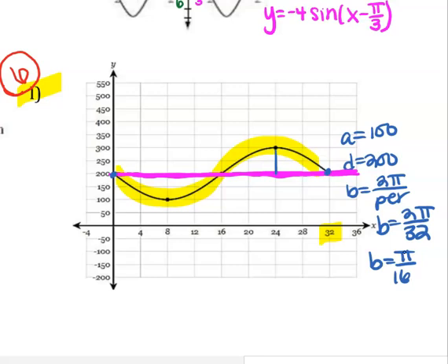So this looks like a sine curve. It's starting on the midline. In fact, it looks like a negative sine curve. So putting together all the pieces of the information that I have here, I would say the equation is y equals negative 100 for that reflection, sine of pi over 16 x, and then don't forget your vertical shift of 200.